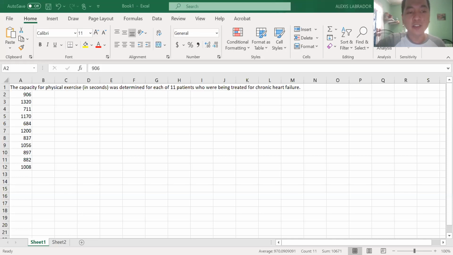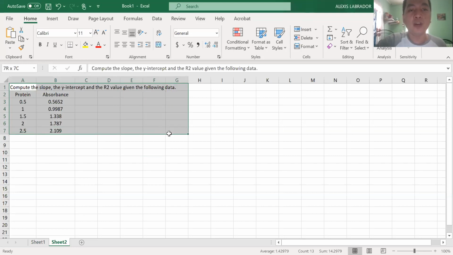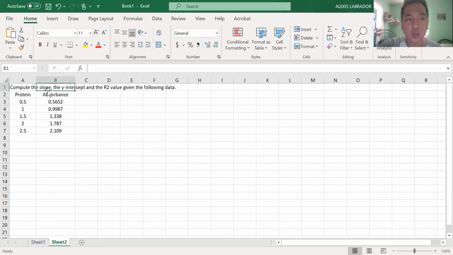Now, let me share to our screen our sample data set for linear regression. Okay, so I'm going to use this data set for our sample calculation. So our given problem here, we are going to compute for the slope, the y-intercept, and then the r-squared value given the following data.